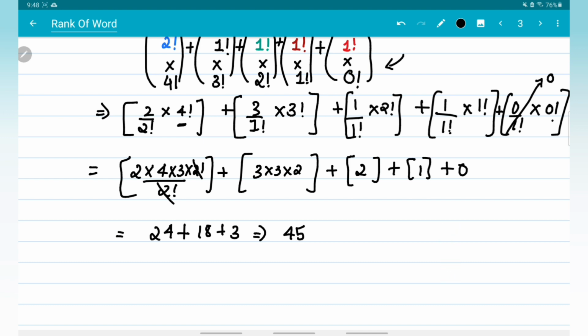Now 45 is the number of words that occur before the word INDIA. So for the rank of the word INDIA, we have to do 45 plus 1, because the next word will be INDIA and its rank will be 46. So 46th rank. This is the rank of INDIA.